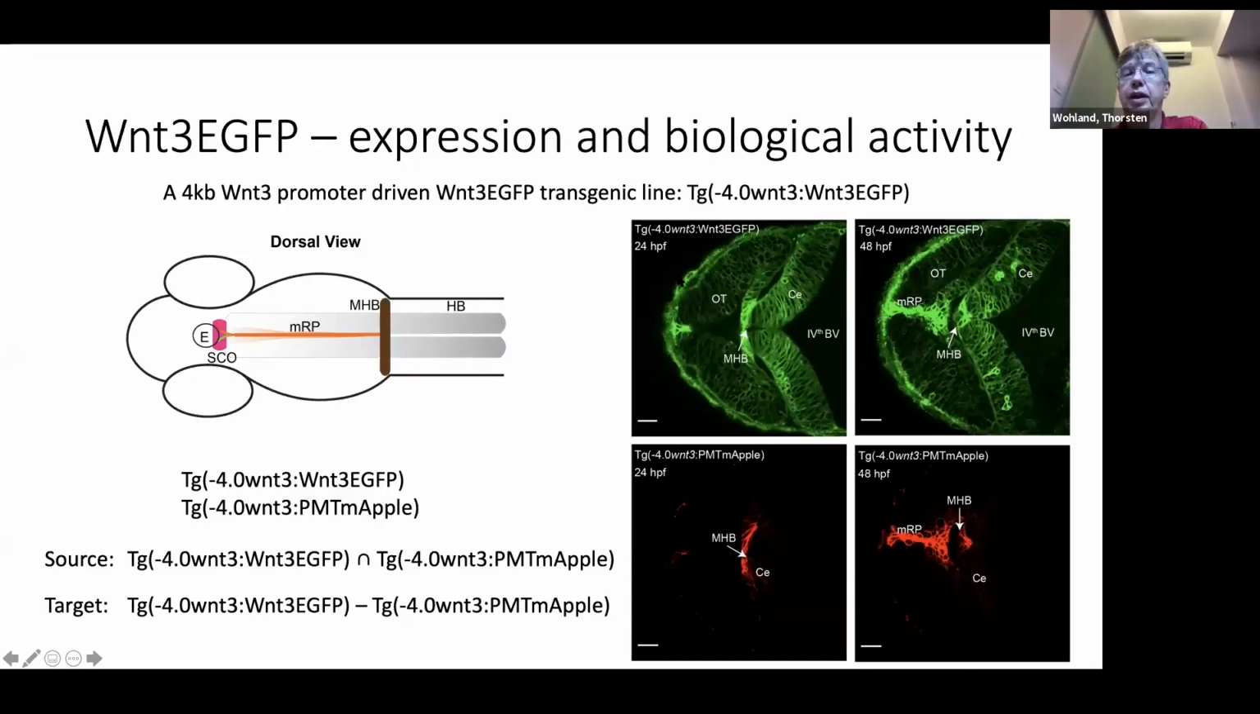So that's the Wnt3 EGFP. We have 24 and 48 hours here. What you see here is a cerebellum, the midbrain hindbrain boundary. This here is an optic tectum. And here that's a fourth brain ventricle, a large fluid-filled ventricle. And here you see the PMTmApple. So you see clearly that Wnt3 distributes over a much larger region than PMTmApple, right? Whether it's at 24 or 48 hours, clearly indicating that Wnt3 actually diffuses away from the origin where it was originally produced. Okay.